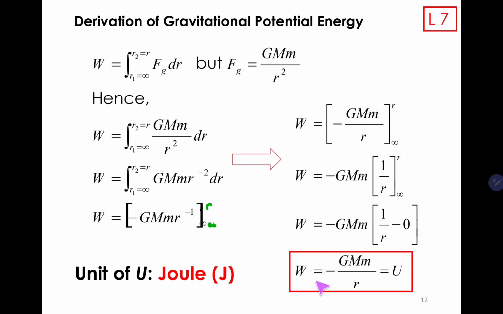So work equals negative GMm over R, which equals our potential energy, and we call it gravitational potential energy, which equals the work done in bringing any particle from infinity to a point at a distance R from the center of the planet.